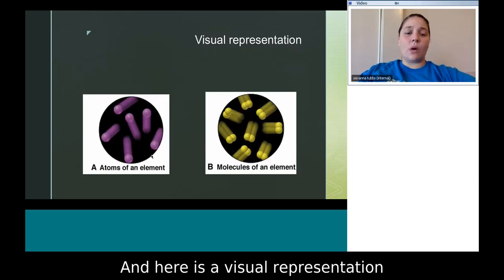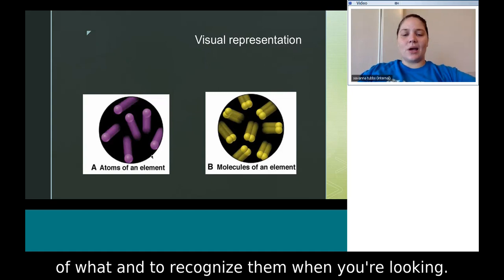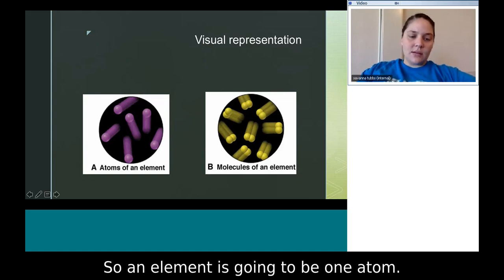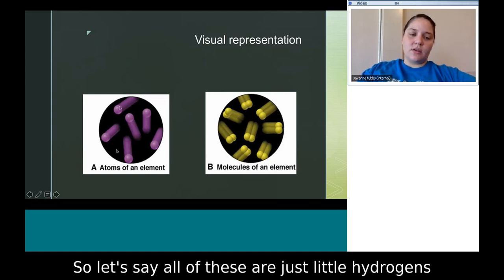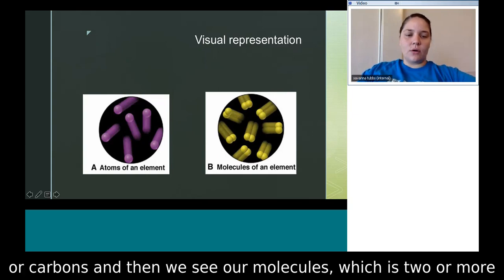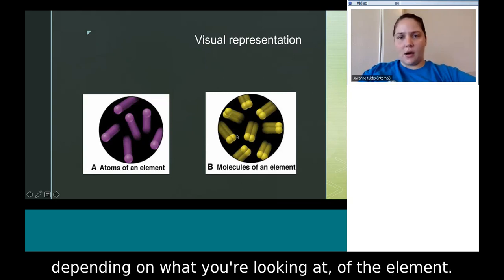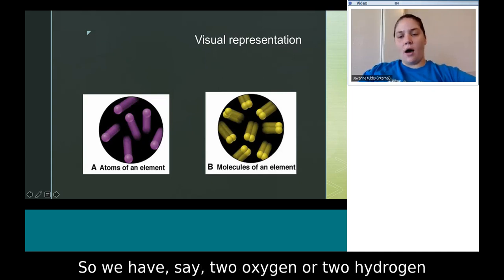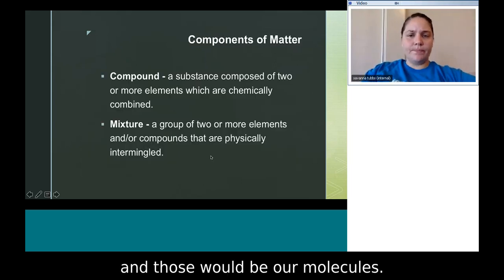And here is a visual representation of how to recognize them when you're looking. An element is going to be one atom. So let's say all of these are just little hydrogens or carbons. And then we see our molecules, which is two or more, depending on what you're looking at, of the element. So we have, say, two oxygen or two hydrogen. And those will be our molecules.